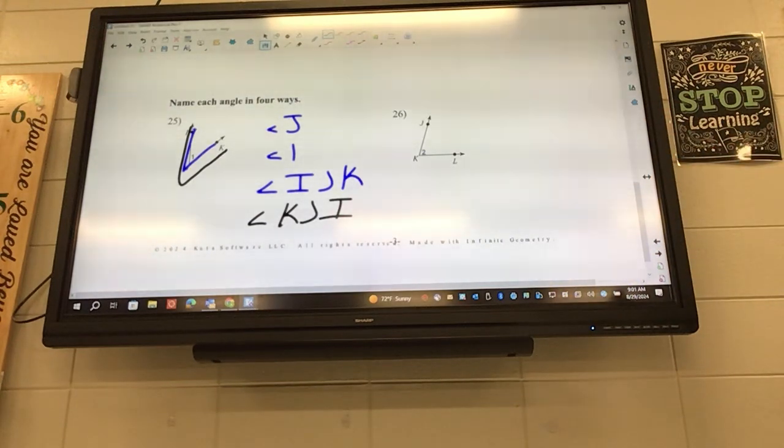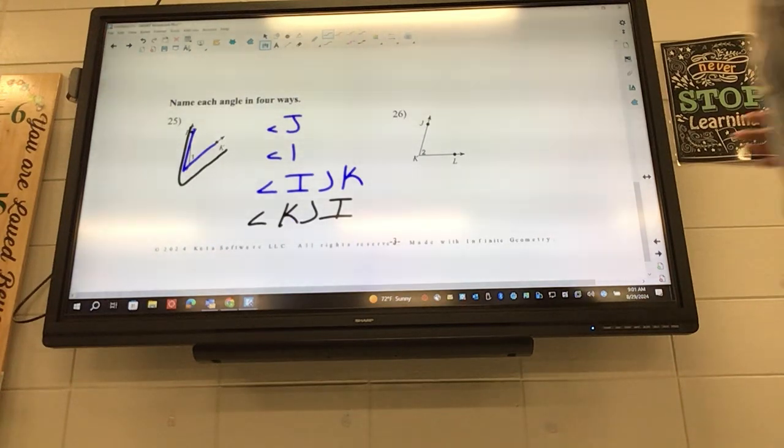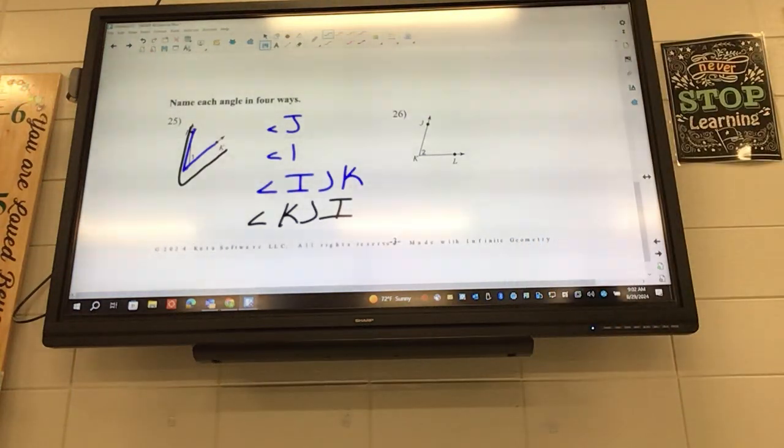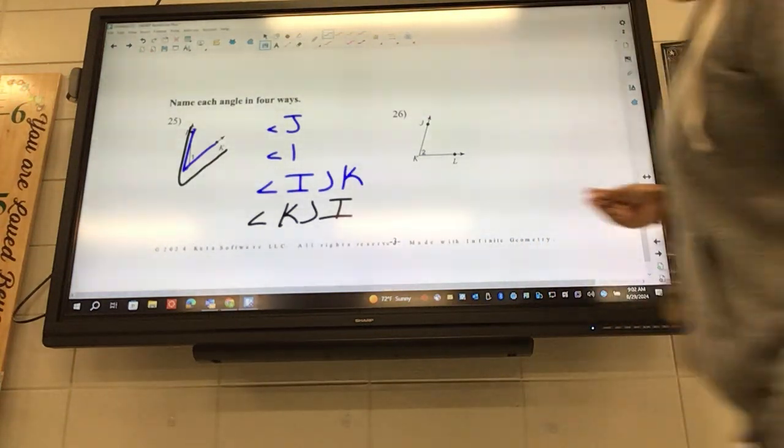The one thing I want you to keep in mind, you cannot go in any other order. The J has to be in the middle. I could give you 3 points, IJK, and you would be able to look at that and know that J is the vertex without even the picture, because the middle piece always has to be the vertex. So the J has to go in the middle. That's not optional. So those are the 4 ways. Yes, you do need a little alligator mouth for every single one.